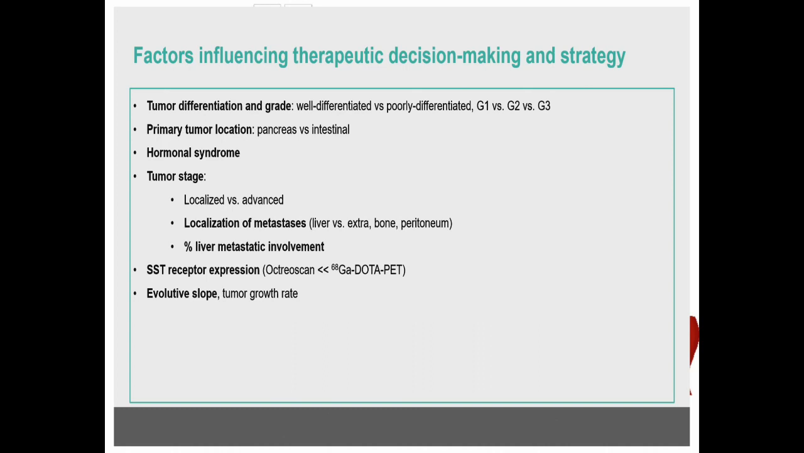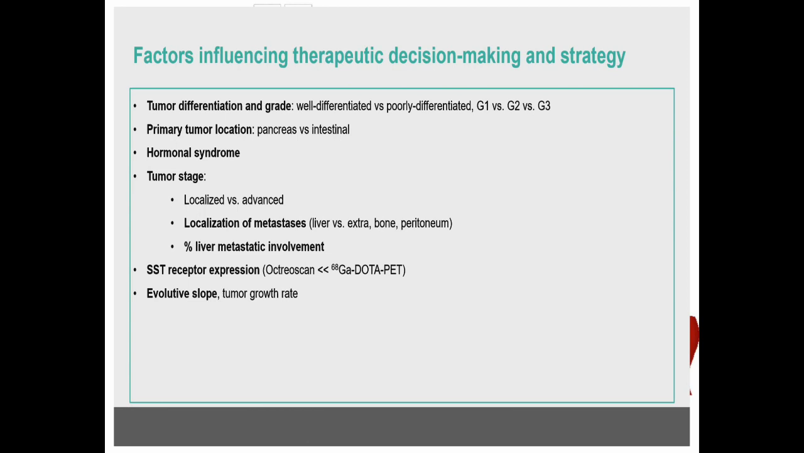What is the tumor stage? And where are the metastases? Are they in the liver, almost always, but also in the bone, in the peritoneum? What is the percentage of liver involvement? That is very important also. Is there, as in 80% or 85% of the cases, a presence of somatostatin receptor, which will be evidenced much better with gallium DOTA-PET than with ultrascan, but both techniques can show the somatostatin receptor expression.